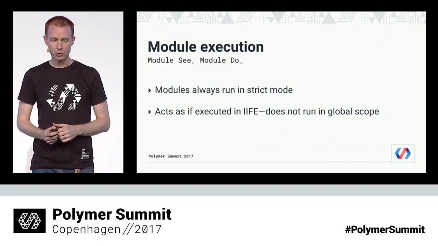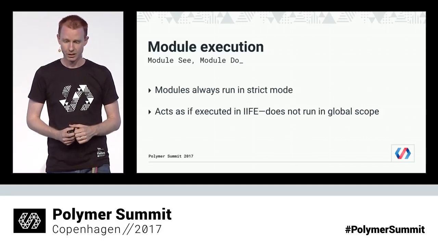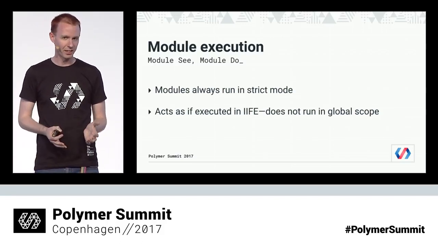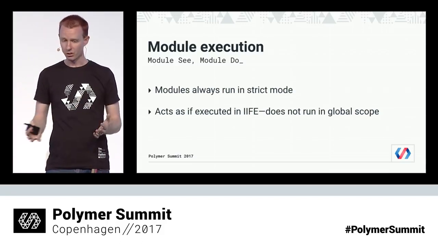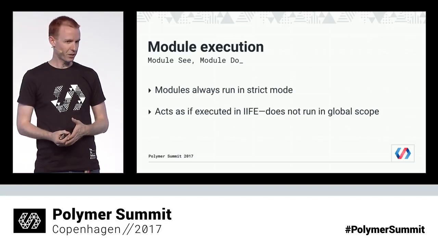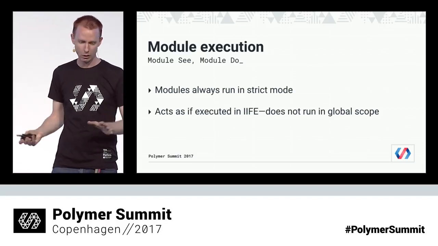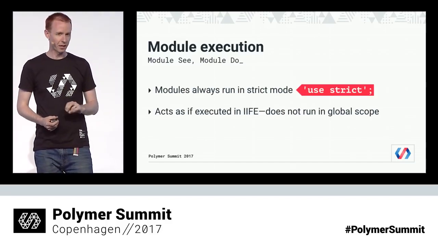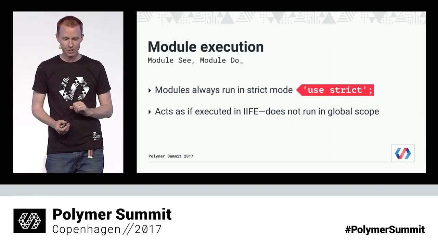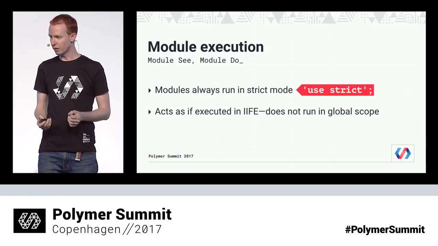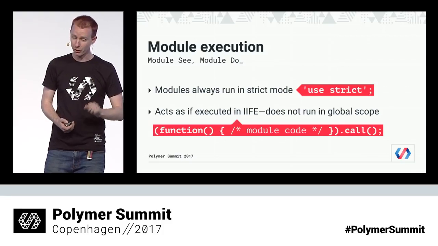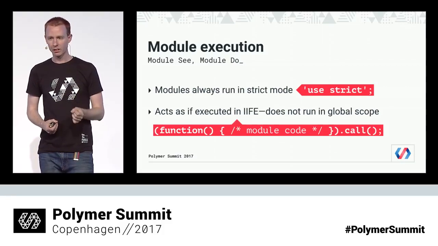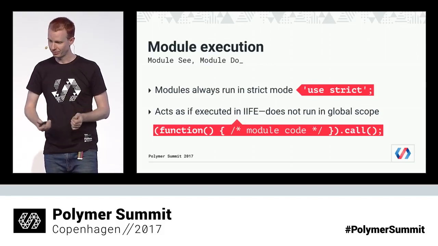So module code is always executed in strict mode. Basically, this turns more mistakes into errors, and it prevents some JavaScript anti-patterns that have been possible for a long time. So Mozilla has the best documentation on this, so go look it up on MDN. But basically, you can pretend that every file has this use strict pragma at the start of it. And module code is always effectively invoked in what we call an IIFE, an immediately invoked function expression. So what that means is that symbols you define in your module won't automatically appear in global scope on window.